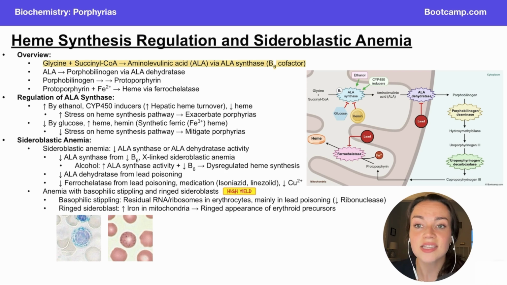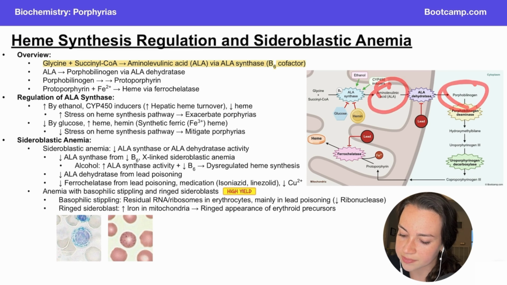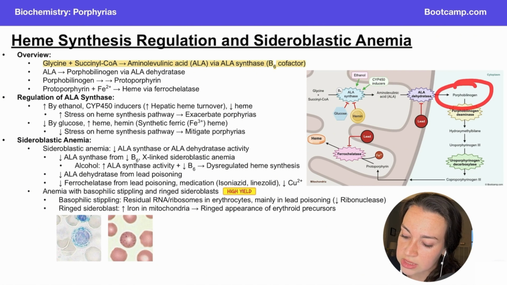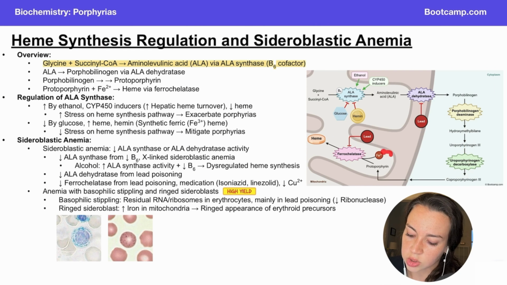That ALA synthase enzyme required a vitamin B6 cofactor. We walked through some of the rest of the steps where ALA turned into porphobilinogen via this enzyme ALA dehydratase. And then after porphobilinogen, we did a bunch of other reactions until we eventually formed the porphyrin called protoporphyrin. And then once we had that protoporphyrin, we could combine it with iron. So we could put that iron in the center of the protoporphyrin ring to turn it into heme. And the enzyme that mediated that step was called ferrochelatase.